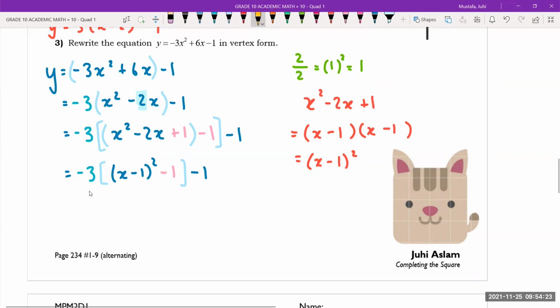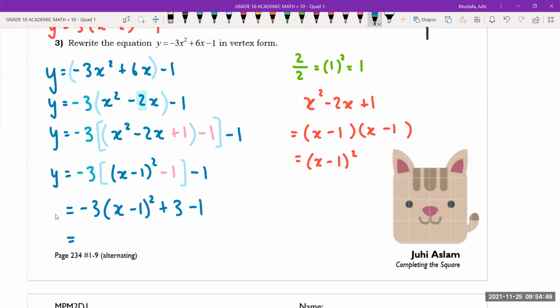Okay, now what we're going to do is take the -3 and distribute it here and distribute it here. Really, this step is the easy step because you're just taking these two numbers and sticking them together. You don't have to multiply it inside the bracket. That (x - 1) squared should not change. -3 times -1 is +3, and then -1. And now we're finally ready to get our answer in vertex form. It's going to be -3(x - 1) squared, plus 2.